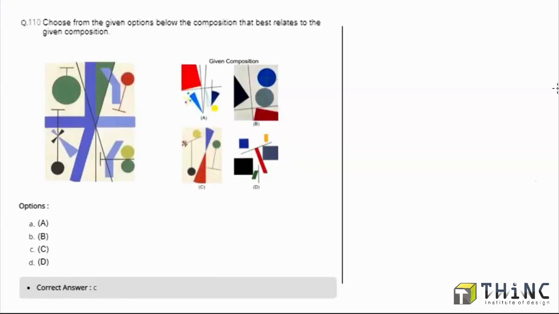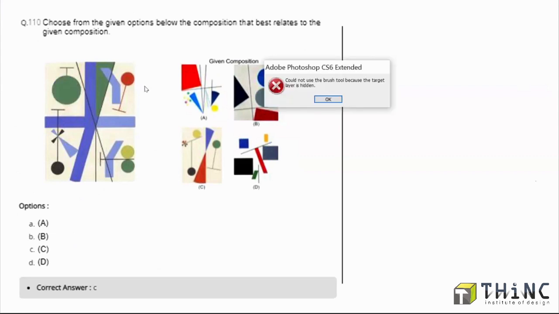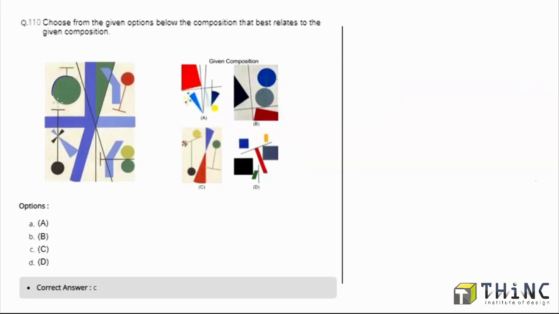Moving on to the next one. Choose from the given option below the composition that best relate to the given composition. Right? Now you try to decode certain elements within the illustration. Okay. Try to understand and decode a lot of elements. You can see there is certain circular elements which are connected by lines of the sort. Again, here you can see the same thing is repeated.